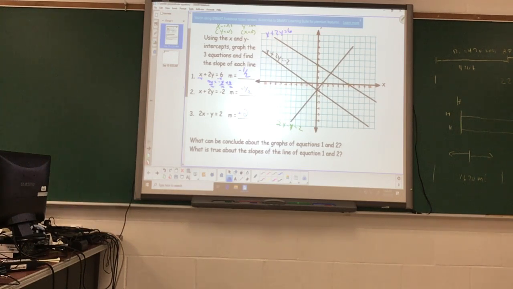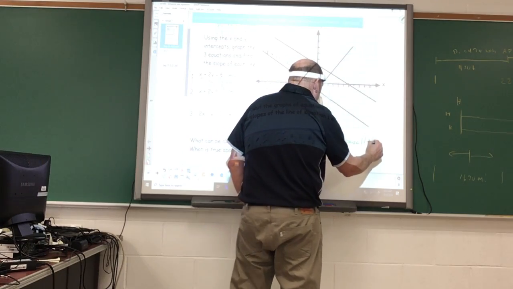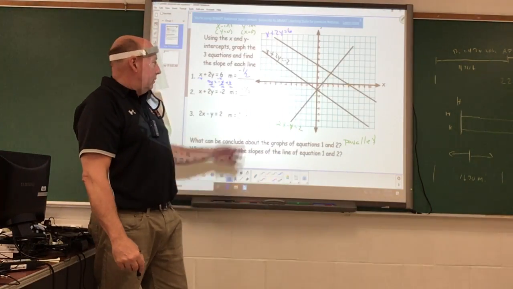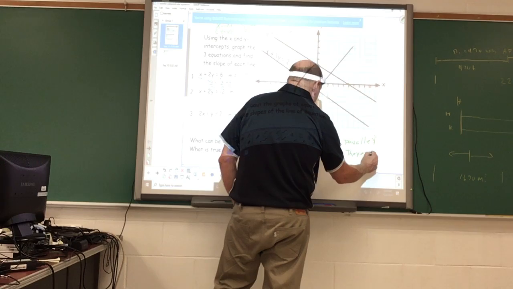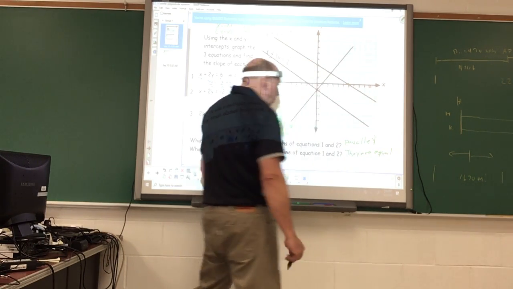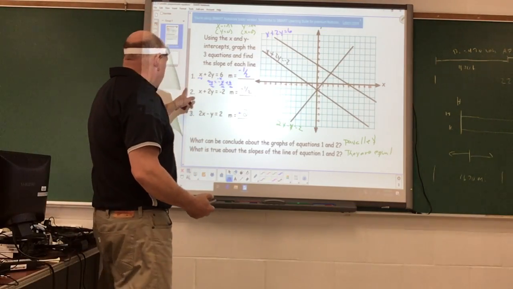Now, if we take a look at graphs 1 and 2, let's compare them. What do they look like, Jordan? How can we classify those two lines? Parallel. They're parallel. And what is true about the slopes of both those lines? They're both the same. They are equal. So when you're talking about parallel lines, they will have equal slopes.